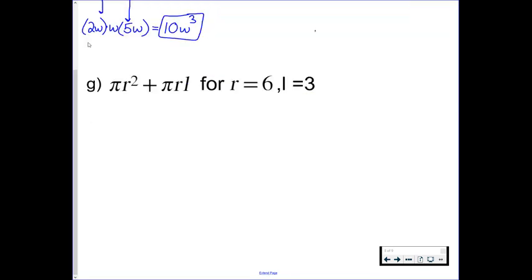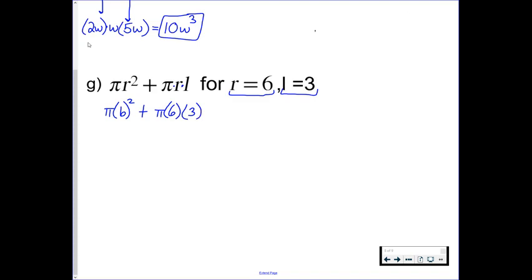All right, let's try one more. Next one is pi r squared plus pi times r times L. And we're told r is 6 and L is 3. So let's go plug those in. Pi, we're going to keep. R is 6. So I'm replacing r with 6 squared plus pi. In place of r is 6. In place of L, I'm told is 3.